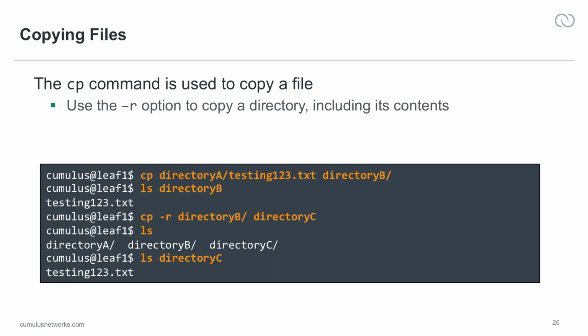To make a copy of a file, use the cp command. The command syntax is cp followed by the source file, then the destination. If the destination is a directory, the copied file will be created with the same name. If you're trying to copy a directory, use the -r option to recursively copy the contents of the directory as well as the directory itself.